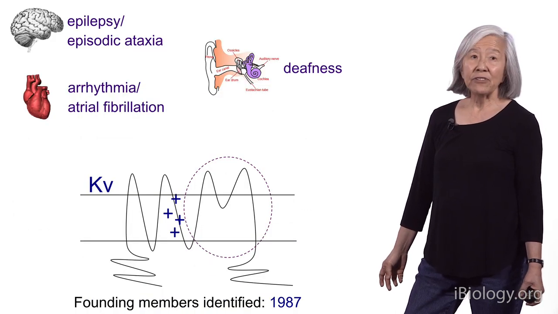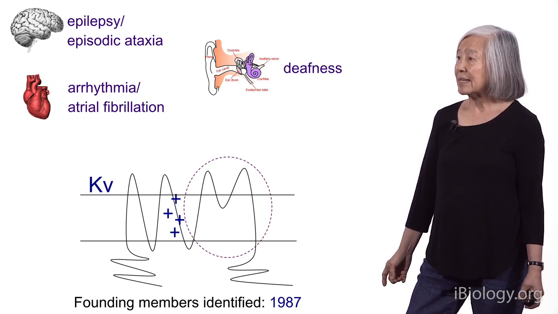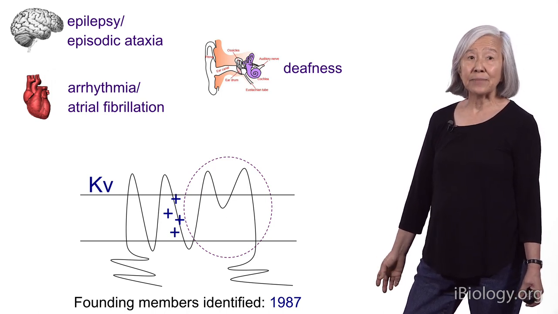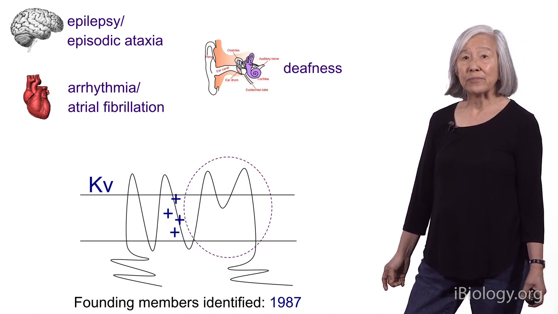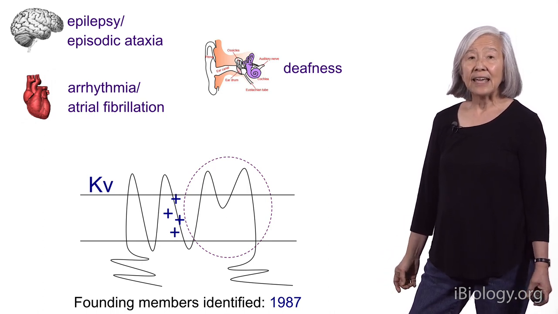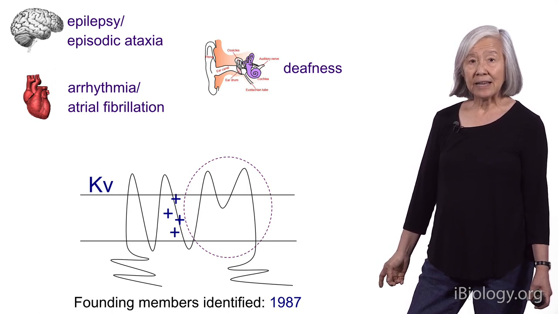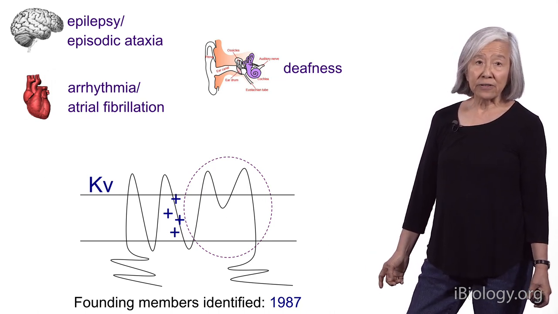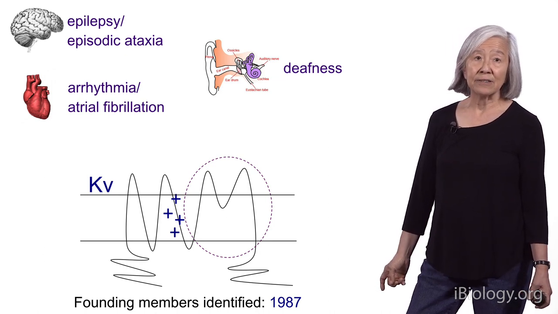The high level of sequence similarity of different voltage-gated potassium channels made it possible for our colleagues in the field to isolate a large number of the family members. And some of the members are linked to diseases of the brain, like epilepsy or episodic ataxia. And other members are linked to disease of the heart, like arrhythmia or atrial fibrillation. And still other types of voltage-gated potassium channels, when mutated, will cause deafness.